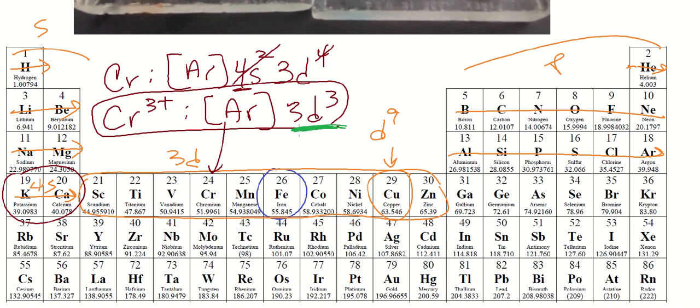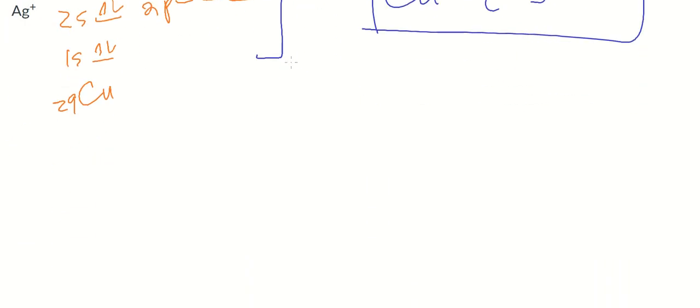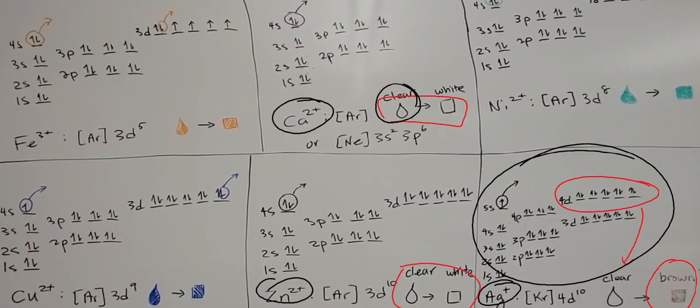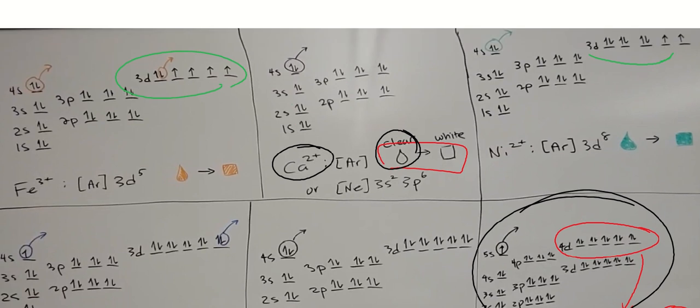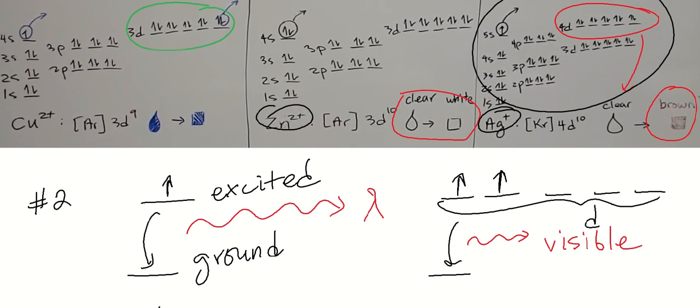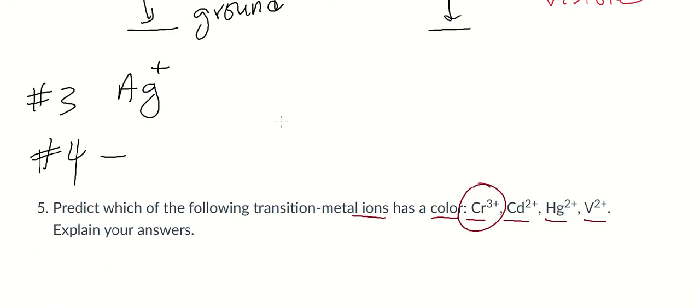If you match that up with the other electron configurations, the other cations that have partially full d orbitals, like this one, they're not full and they're not empty. They're partially full. Well, what do you know? They all have color. Okay, so I gave you the answer to one of them. You'll have to find the other one.